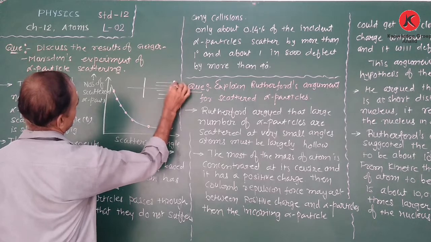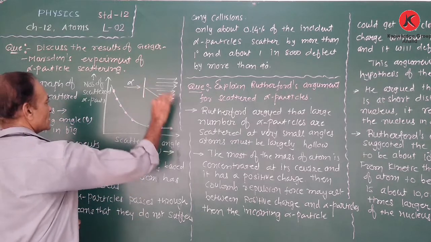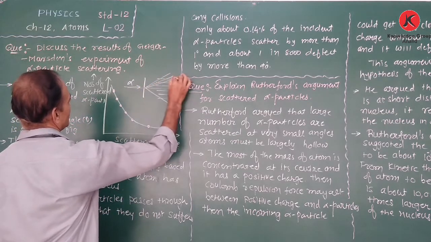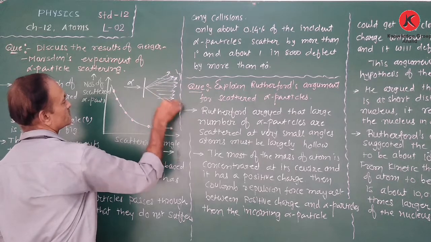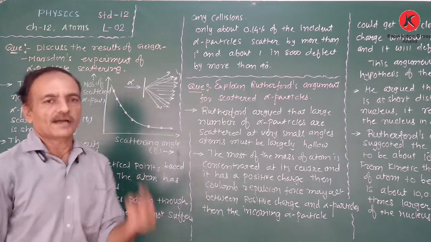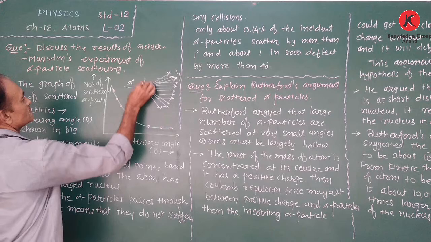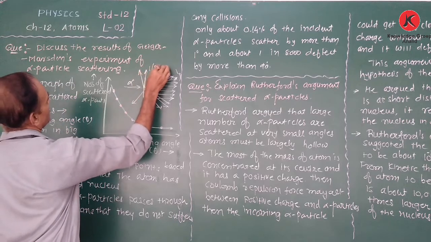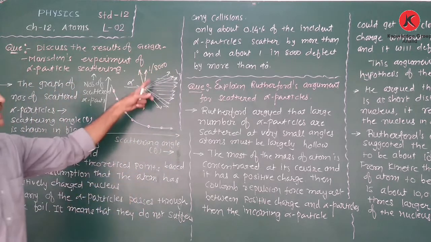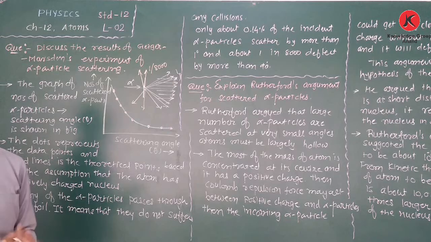without suffering any collision. Most of the alpha particles go straight. Only 14% of alpha particles are scattered at an angle more than 1 degree, and 1 alpha particle out of 8,000 is deflected by more than 90 degrees. That is the result of Geiger-Marsden's experiment of scattering of alpha particles from the gold foil.